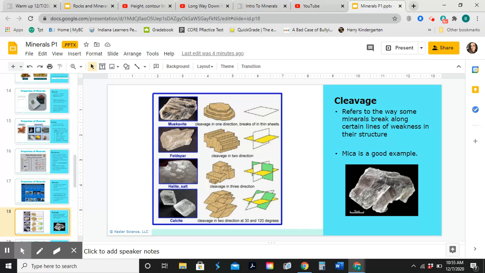Then you have halite, which is used for salt. Its cleavage is in three directions. So you have 1, 2, that's one. Then one right here down the middle, 2. And then, of course, you have side to side, which is 3. Then you have calcite, which has cleavage in two directions at 30 and 120 degrees. Because it has cleavage in two directions, it has 4 planes.